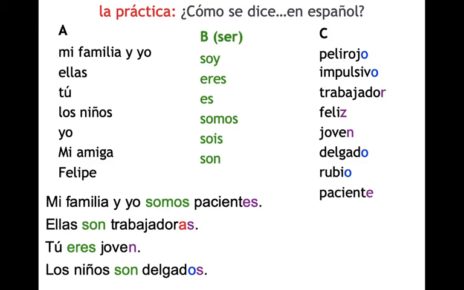Next one, I am happy. Yo soy feliz. Not too much to change there with feliz. Stays just like it is. Whether you're masculine or feminine, it will be feliz.